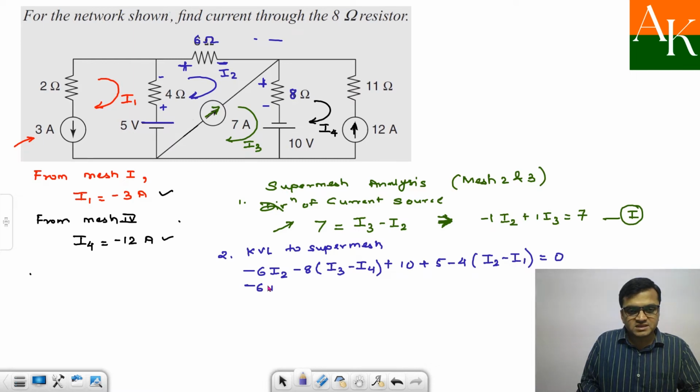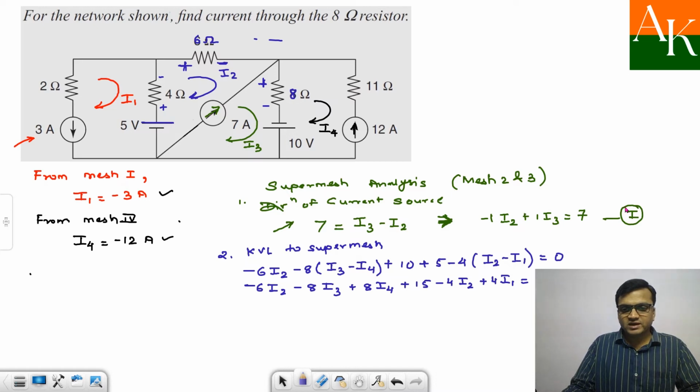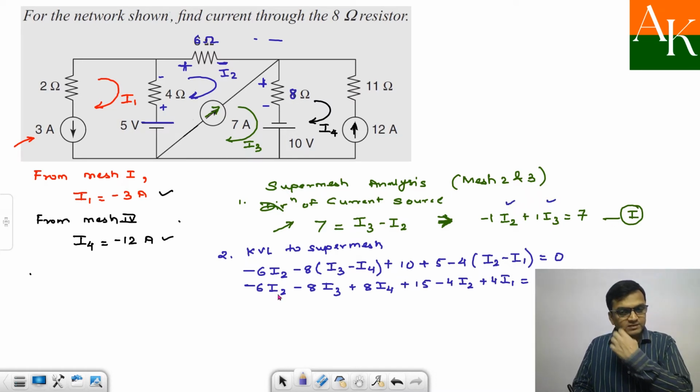So this will give minus 6 I2 minus 8 I3 plus 8 I4 plus 15 minus 4 I2 plus 4 I1 is equal to 0. Now one equation I have got, but it is not only in terms of I2 and I3. So I will try to obtain one equation in terms of I2 and I3. I will substitute I1 as minus 3 ampere over here and I4 as minus 12.